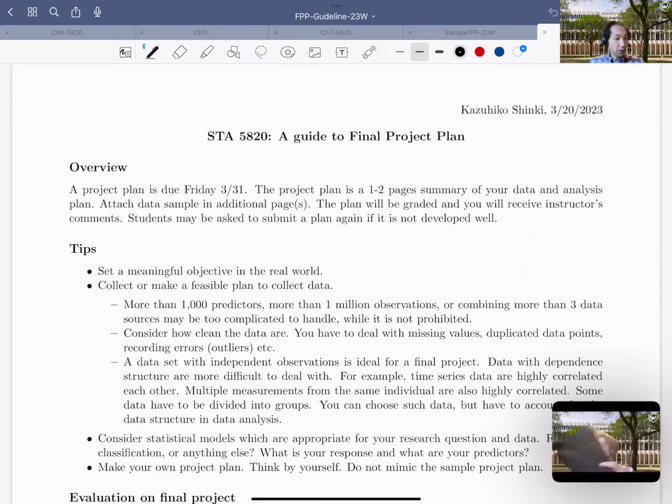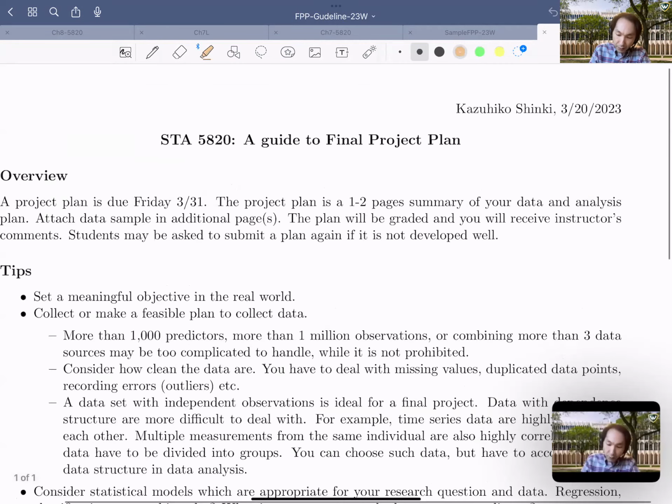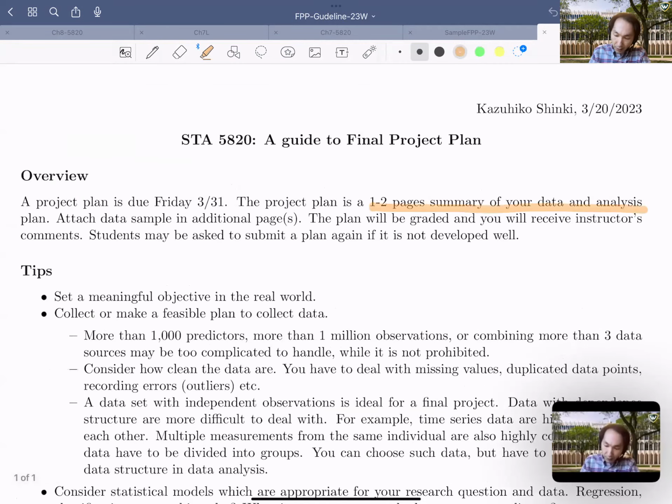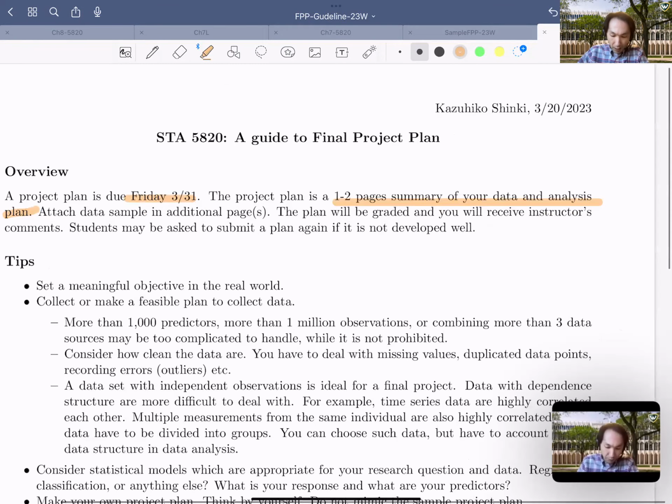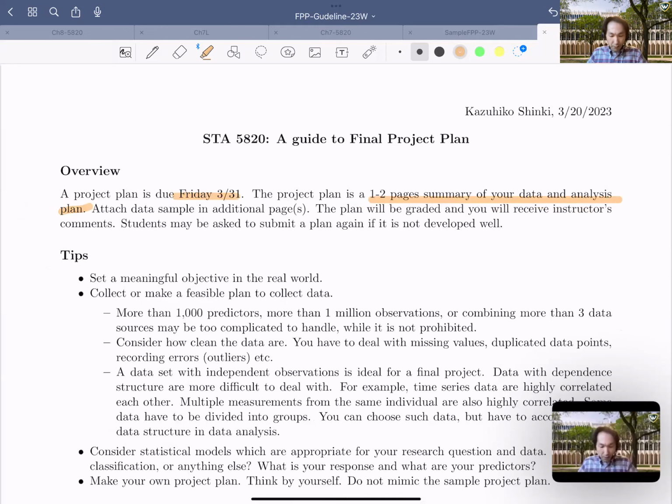For the final presentation, I would like you to submit a project plan. The project plan is just a 1 to 2 page summary of your project plan, so the data and analysis plan, due on Friday, March 31st. I will open the submission form online and attach additional pages for a data sample.